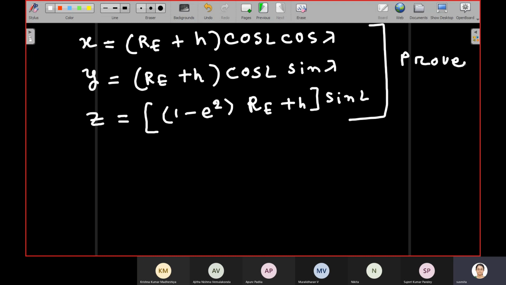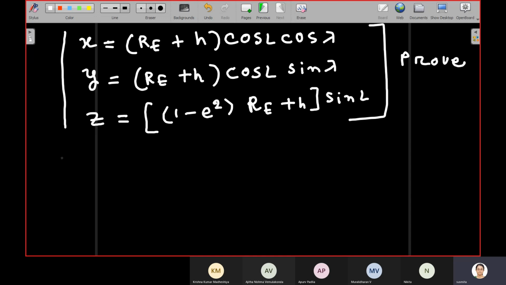Okay, so these are the equations that will give you the Cartesian XYZ position, ECM XYZ position from the curvilinear latitude, longitude, and height. Next, by suitable rearrangement of these equations, we can also find the curvilinear position from the Cartesian position. So I'll give you the form for that. There is no need to prove this because once you prove this one, the other form is straightforward.